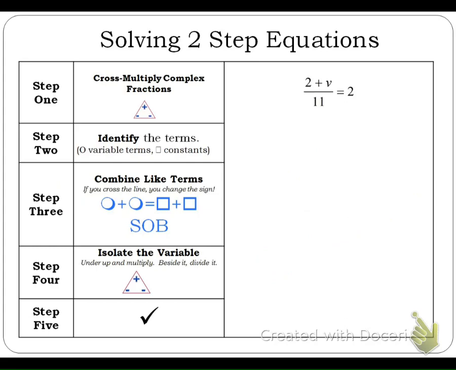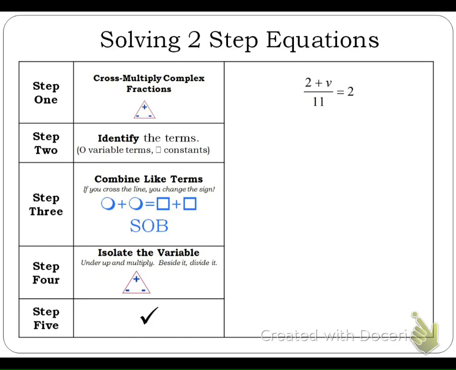Now this problem should be on your page. Here you have 2 plus v over 11. That is a complex fraction because we have more than one term. And if you want to do your circles and squares real quick just so that you can see that that's the problem here. See, there's a constant, a variable. Here's a, yeah, this is kind of weird. So you can't make a great big circle with it.